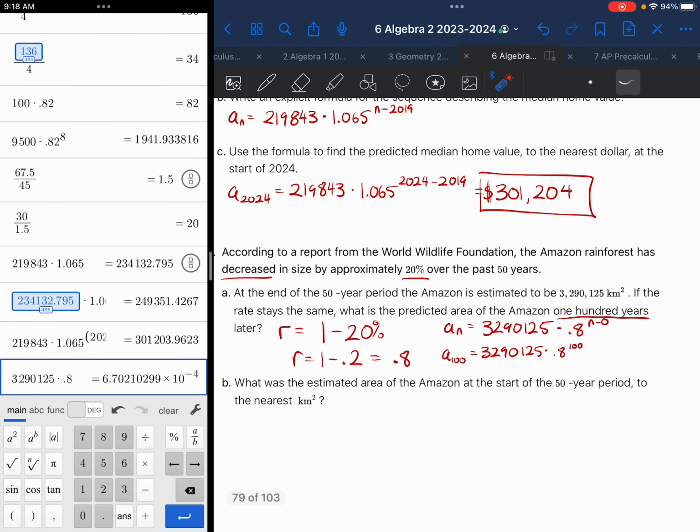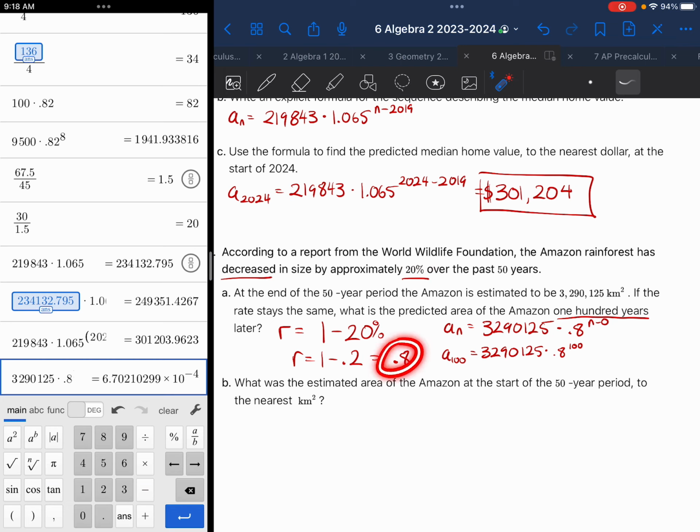So, this 20% happened over 50 years. It didn't do 20% every single year, because if it did that, it would be gone. Like, this number that I got on my calculator basically is at 0. Like, there is no rainforest left. But that obviously doesn't make sense. It took 50 years to decrease by 20%. It didn't take 1 year to decrease by 20%. That's what my calculations over here assumed.